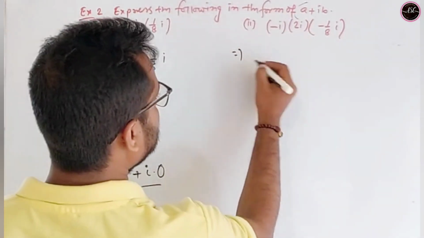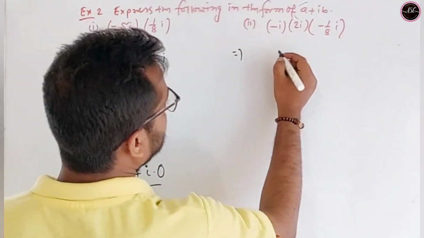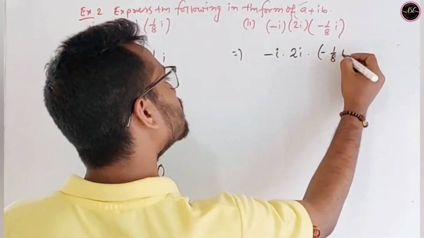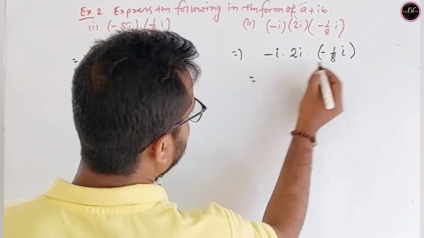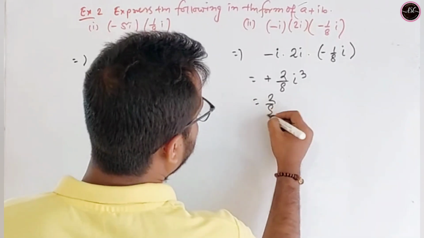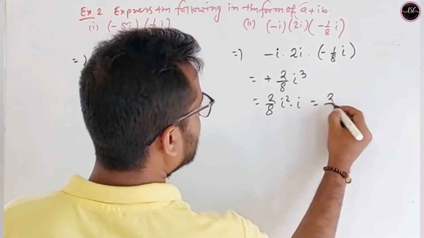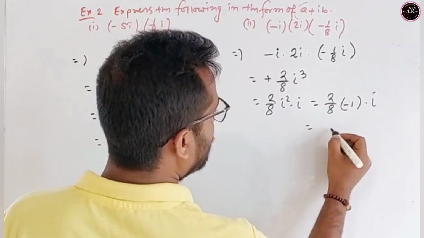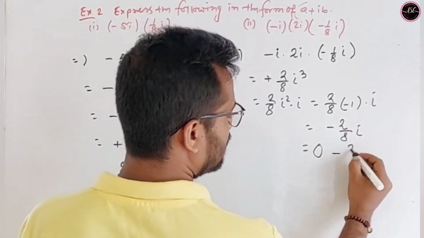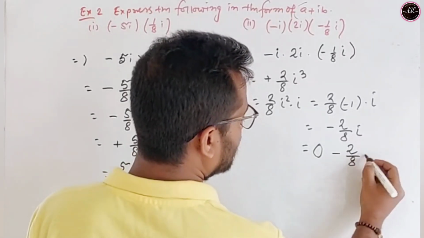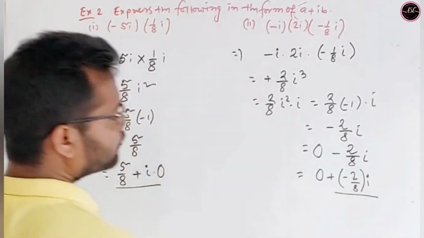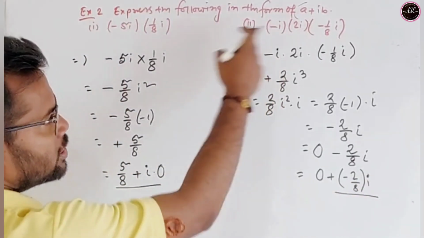Okay. Similarly, let's simplify this. This can be written as minus i dot 2i dot minus of 1 by 8i. Just multiplying this, we get minus will be plus 2 by 8 i cube. Here 2 by 8 i cube means i square dot i. So 2 by 8 i square equals minus 1 dot i, so minus of 2 by 8 i. So there is no real part, so 0 will be the real part, and this can be written as 0 plus minus of 2 by 8 i. Okay. In this way, we can express this form as a plus ib.